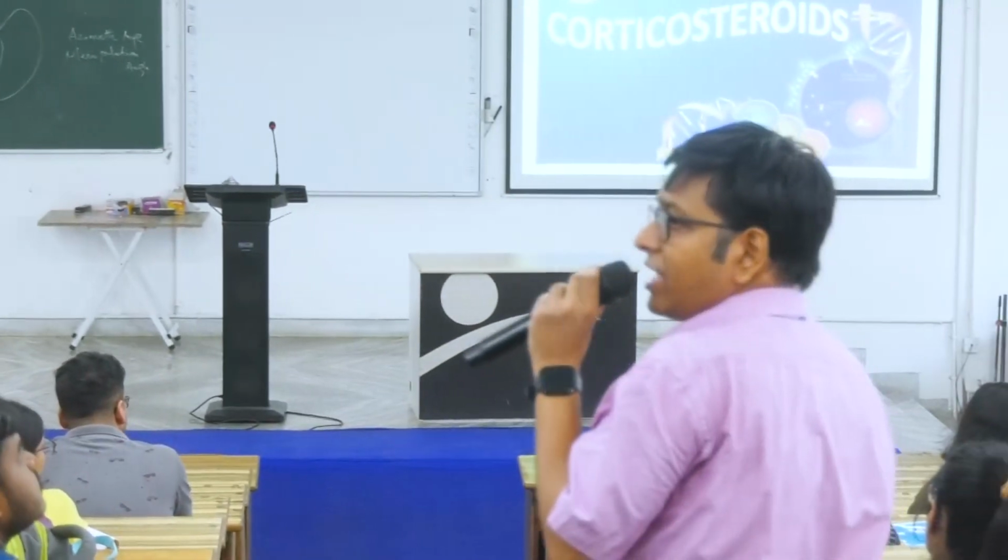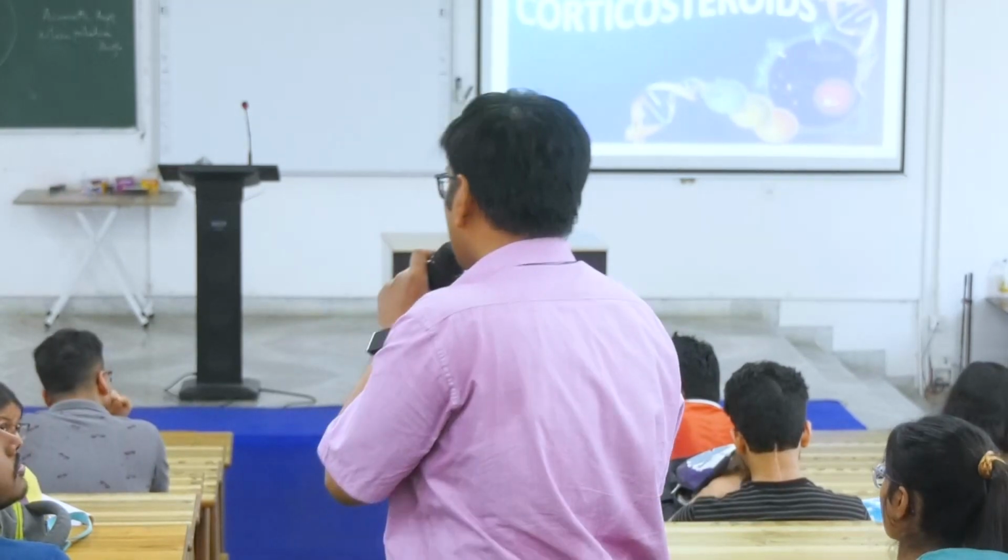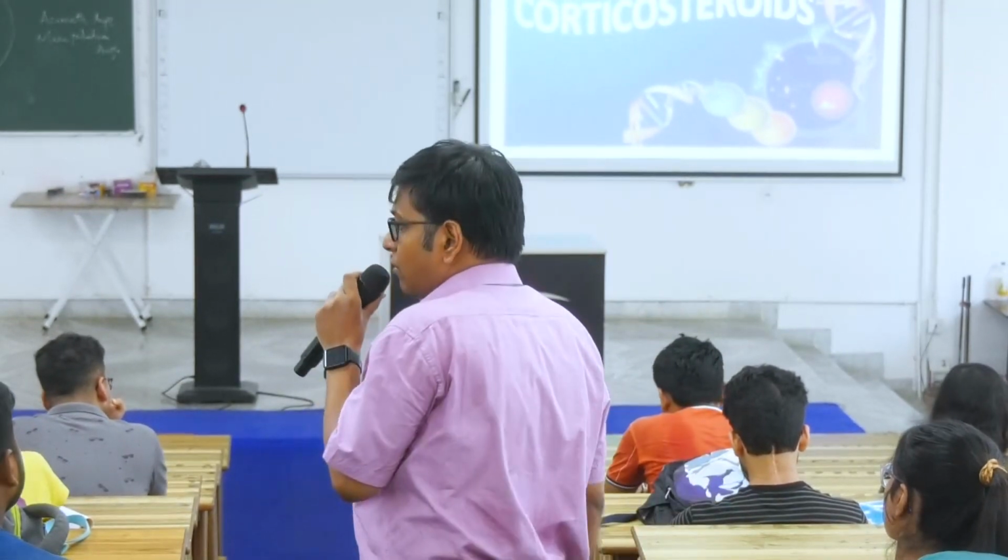হ্যাঁ, zona glomerulosa কি সিক্রেট হয়? Mineralocorticoids. Zona glomerulosa পরে কি আসে? What comes after zona glomerulosa from outside inwards? Fasciculata. And what is secreted from fasciculata? Glucocorticoids. And what is secreted from the next part? What is it called? Reticularis. What is secreted from reticularis? Sex steroids.